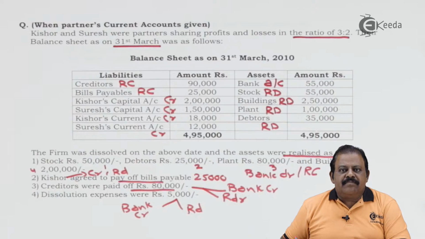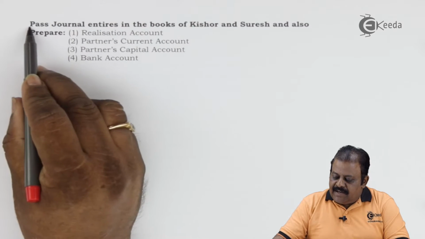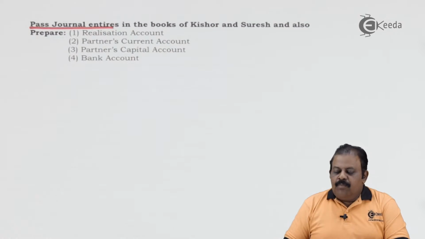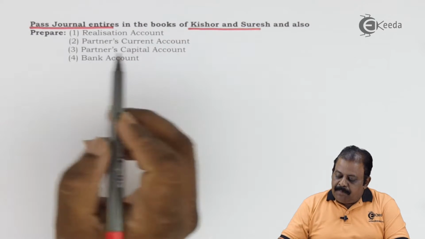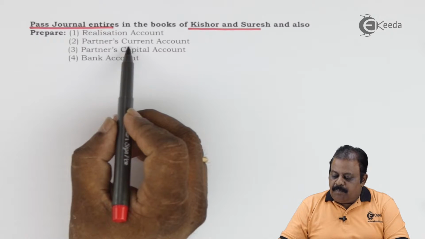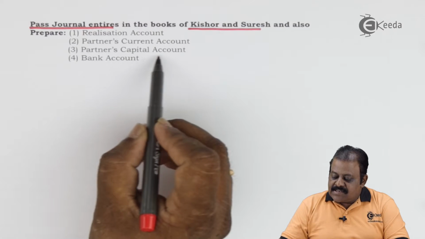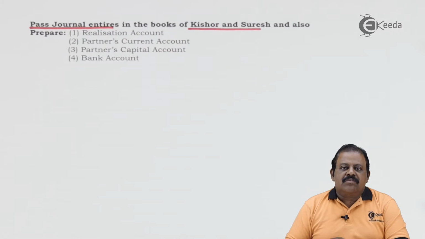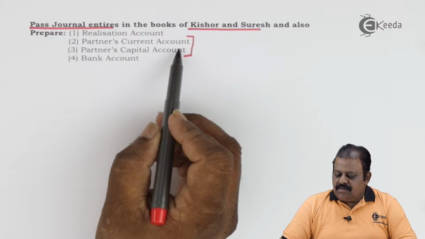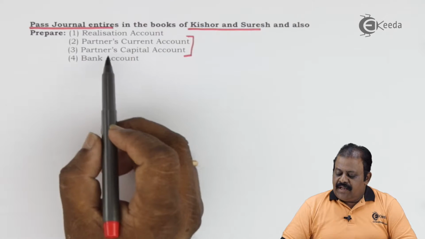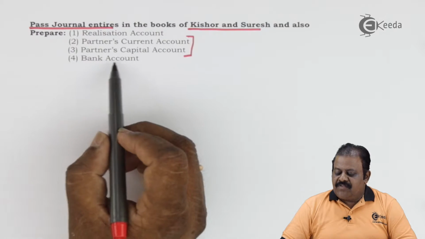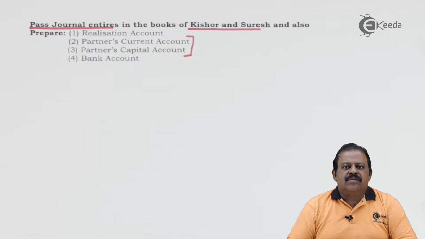realization account debit. Pass journal entries in the books of Kishore and Suresh, and also prepare realization account, partner's current account, partner's capital account, bank account. Partner's current account is separately required to be asked. So here we are required to open partner's current account as well as partner's capital account.